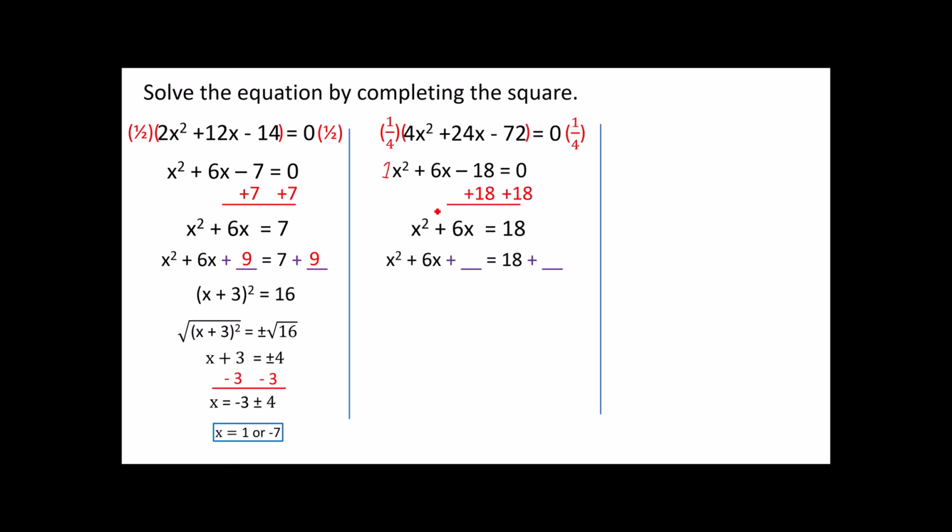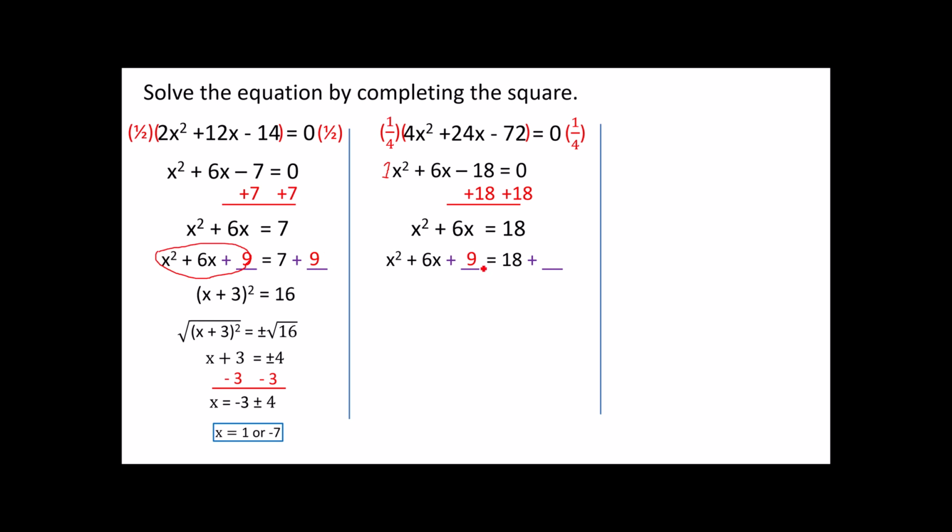And I'm going to say, what can I add to this left side to make it into a trinomial squares pattern? Well, this is 3 times 2 times 6, or 2 times 3 times 6. That means this needs to be 3 squared, which is a 9. Oh, interesting. That was the same as over here. Did you guys notice that? I just now noticed that.